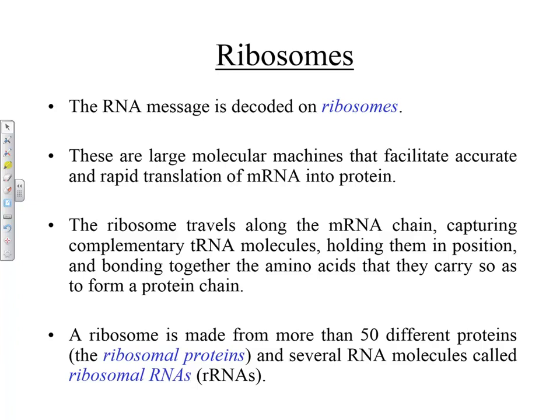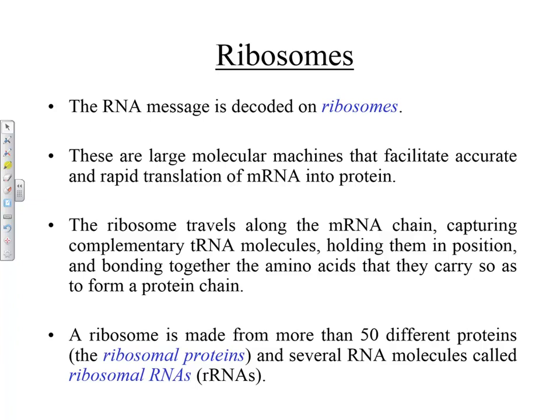Because every 3 letters, every triplet over there is coding for some amino acid. So the ribosome is going to make sure that you're reading the messenger RNA molecule in triplets, right? And then the correct amino acid is getting linked onto the previous chain and you get a complete protein.